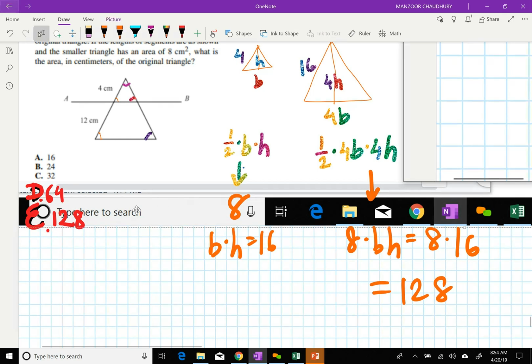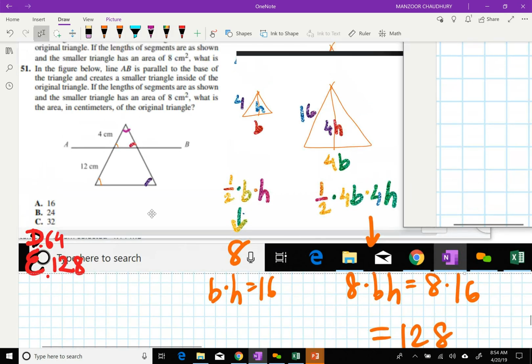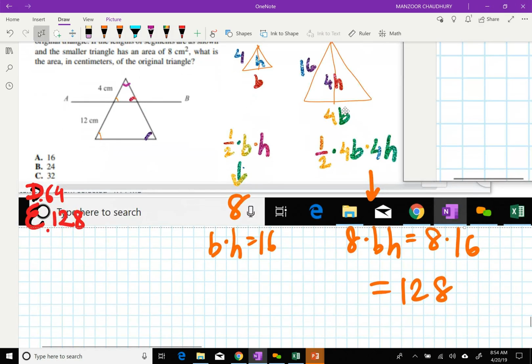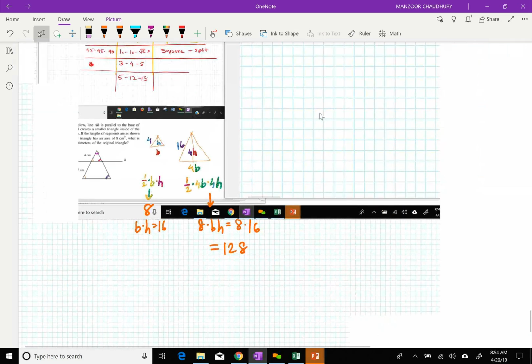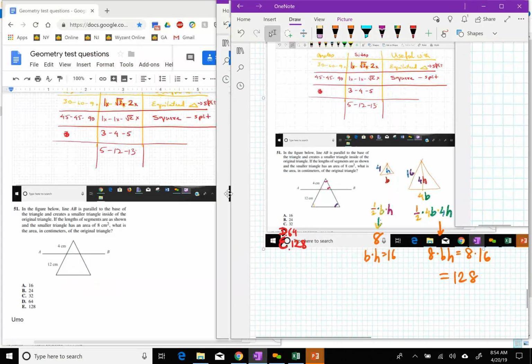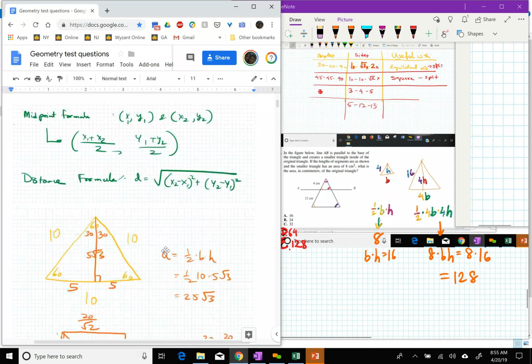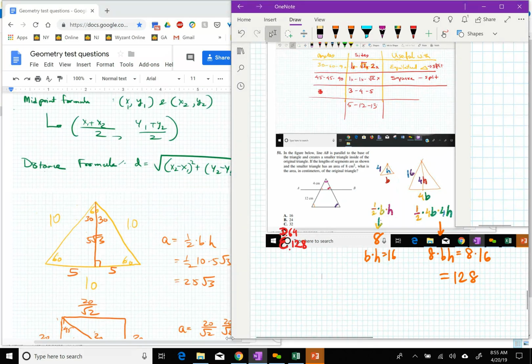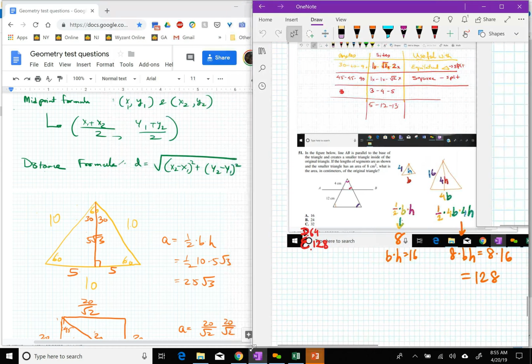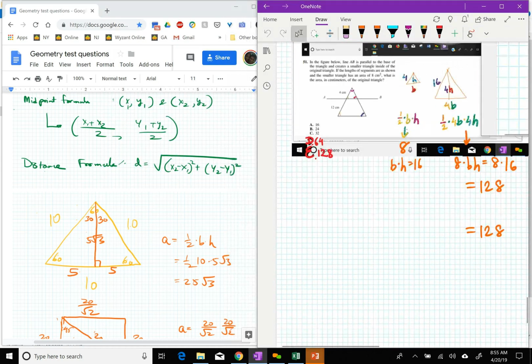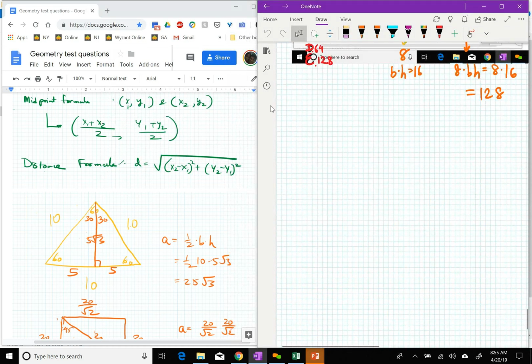Hold on one second. I need to get my charger. So copy this one here.